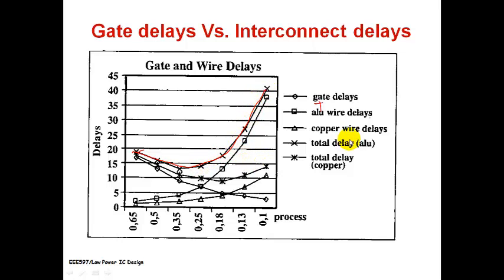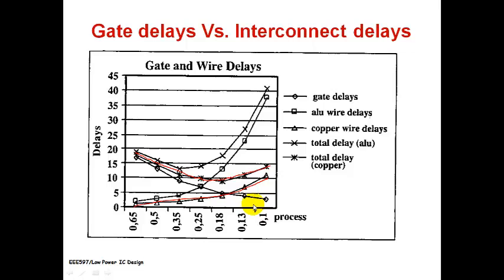In the same way, we have replaced the aluminium with copper. When we use copper, how does it operate? This is the gate delay, this is the copper wire delay, and the copper gate delay and the total delay together we are drawing, and this is what it is.